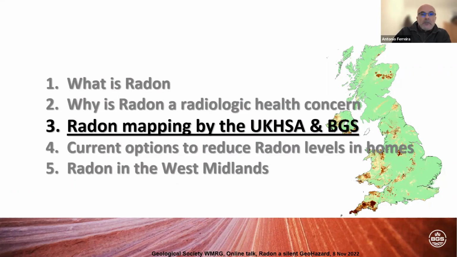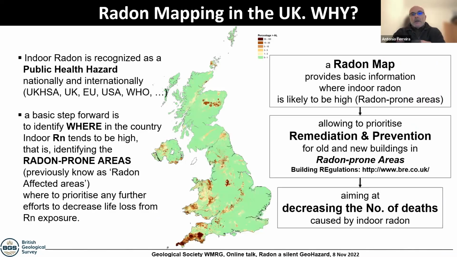How do we deal with radon mapping in the UK? And why mapping radon after all? A radon map provides basic information where indoor radon is likely to be high. Those areas are defined as radon-prone areas, and this allows us to prioritize remediation and prevention to old and new buildings in radon-prone areas, with the ultimate goal of decreasing the number of deaths caused by indoor radon.